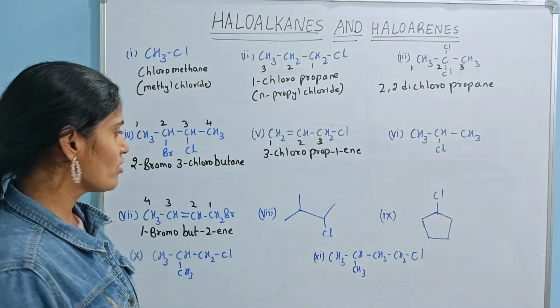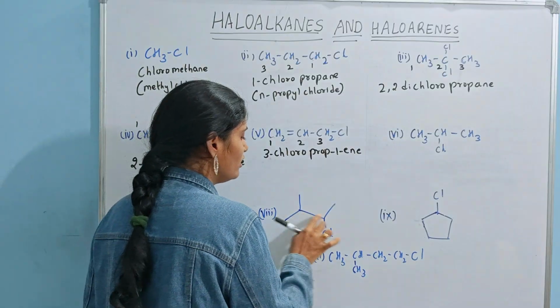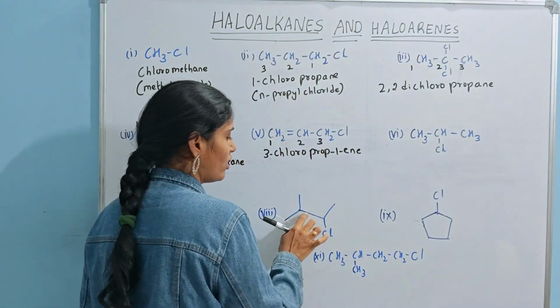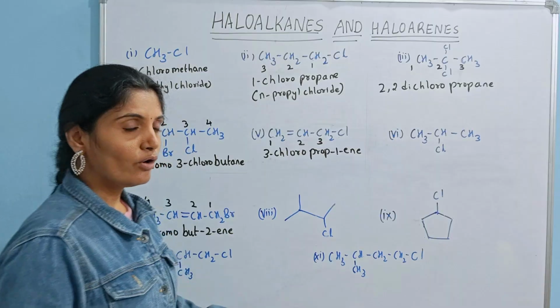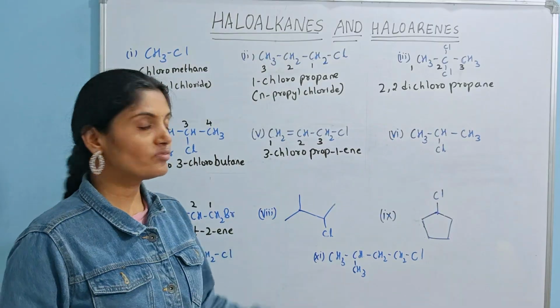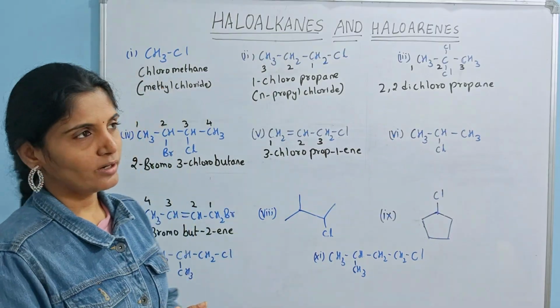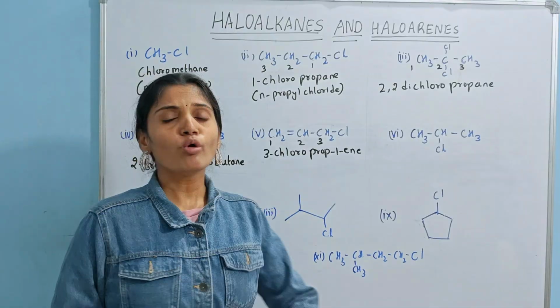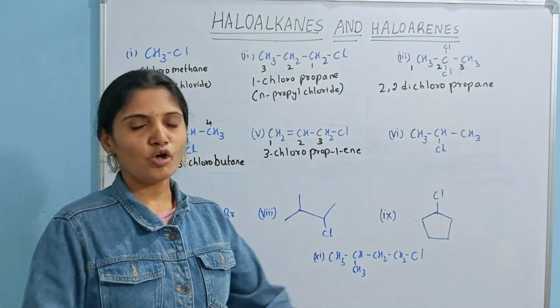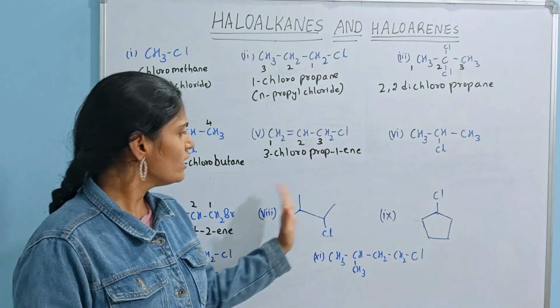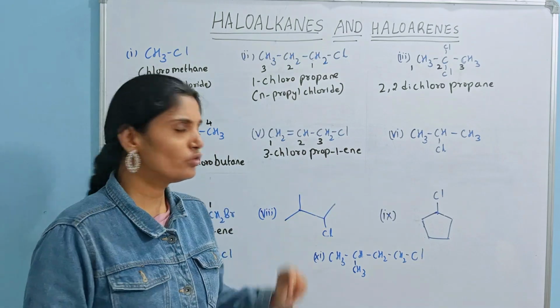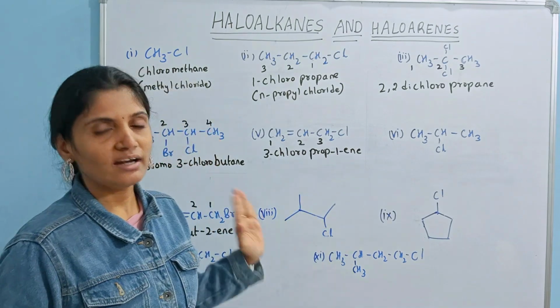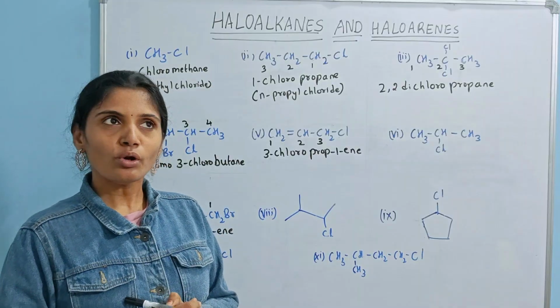Now when you come to the next compound, how many carbons do you have in the longest chain? This will be my longest chain, 1, 2, 3, 4. Now the thing is, should I number from the left side or from the right side? Methyl and chlorine, both of them are substituents only, so none of them will get a higher preference. Either if I number from the left side, it is 2, 3, or if I number from the right side, even then it is 2, 3 only.